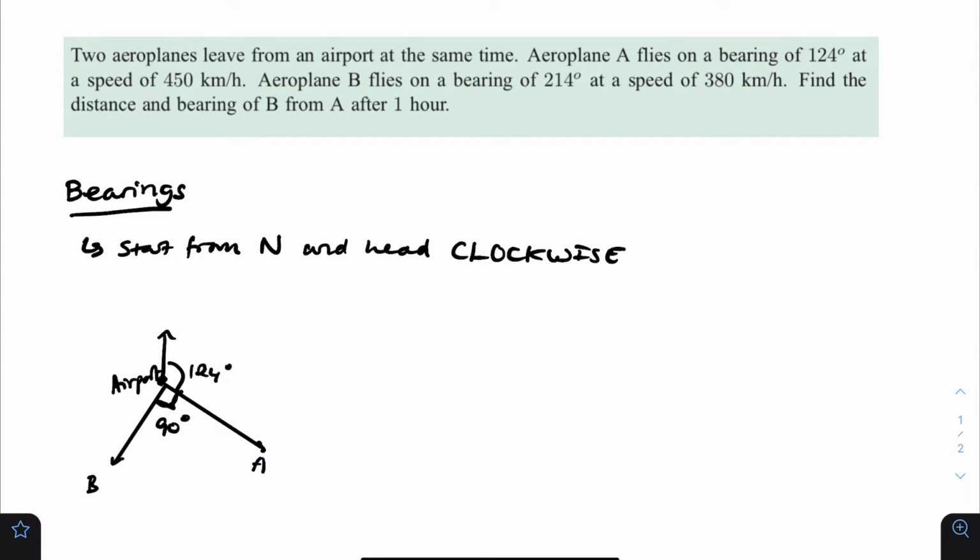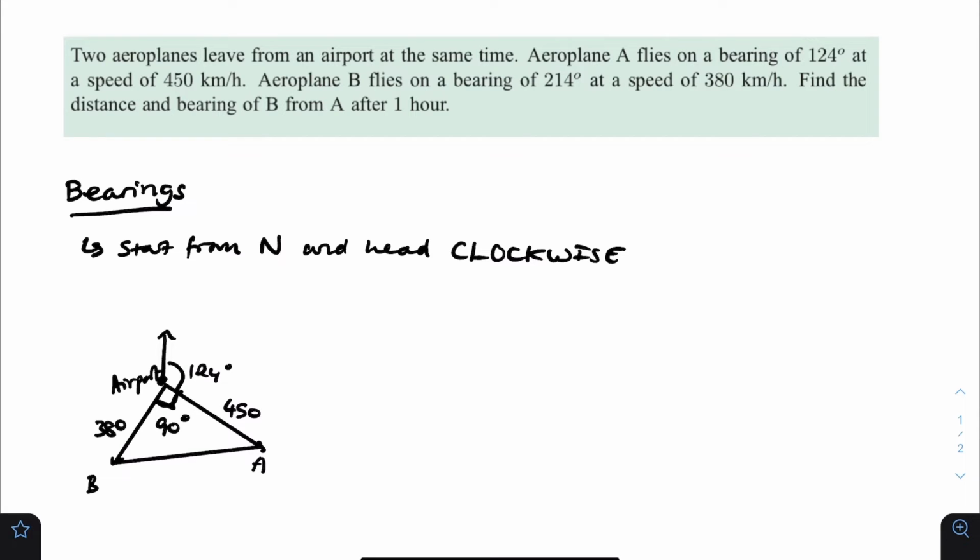We're told that it's going at 450 kilometers per hour for airplane A, which means that it would have traveled 450 kilometers in this 1 hour. The same thing goes for airplane B. It's traveling 380 kilometers per hour, therefore it's 380 kilometers away from the airport. So now what we have to do is find this distance.